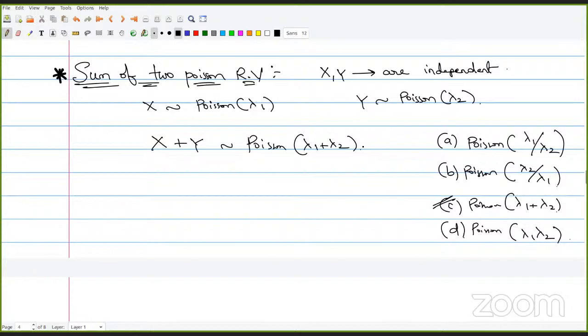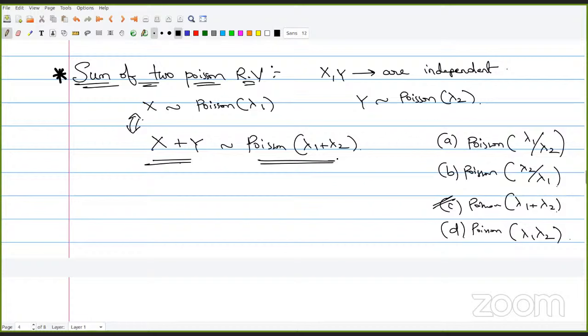So will it change if they are not independent? Yeah, if they are not independent, then this is not true. If you want the proof, go back to the lecture. In the proof we actually use the independence condition. To get this sum to follow Poisson lambda 1 plus lambda 2, we use independence. If they are not independent, then the sum follows some other distribution. Got it.